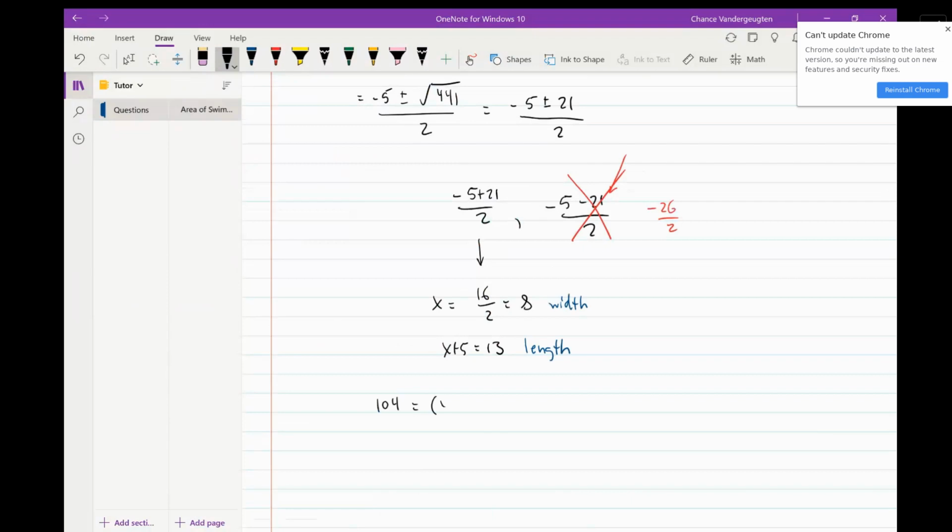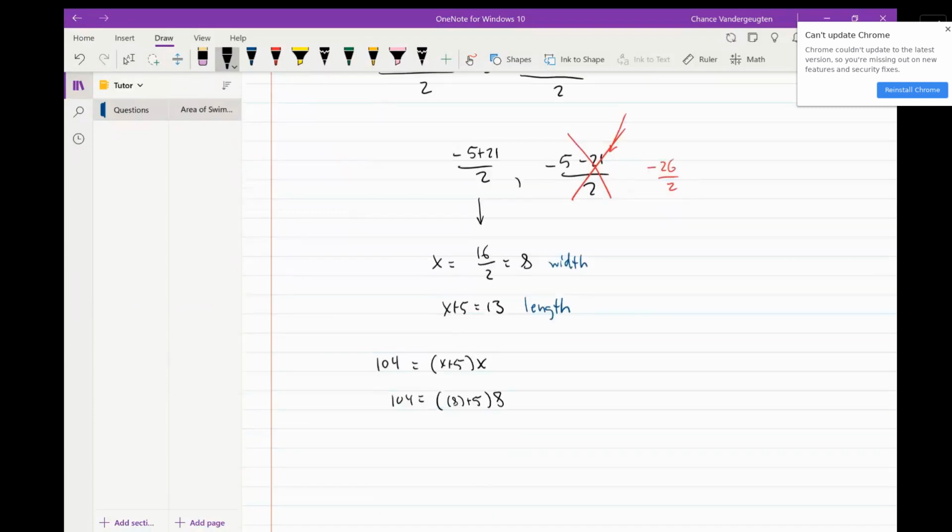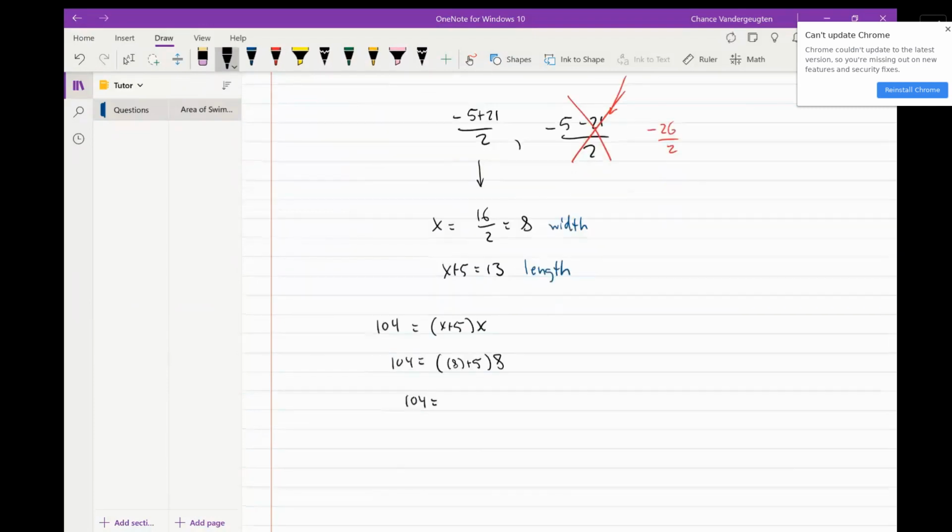So we have x plus 5 times x. So check 104, is that equal to 8 plus 5 times 8? We got 104 equals 13 times 8. And when you punch that into a calculator, you get 104 equals 104.